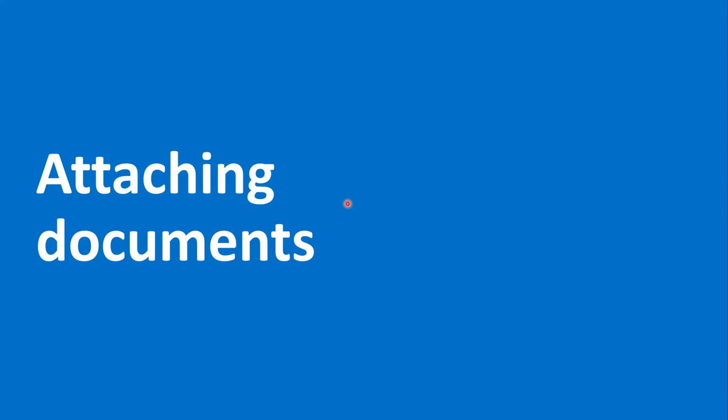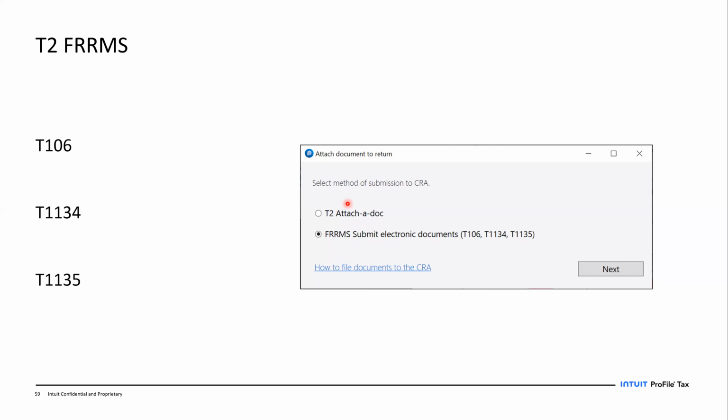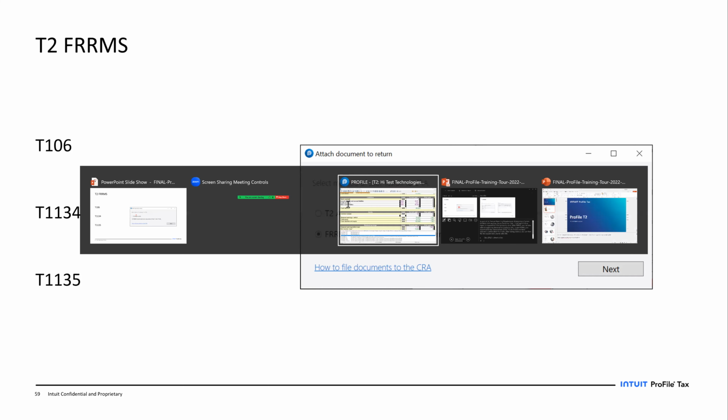All right, how about attaching documents? There are two separate ways in which you could attach and submit documents to CRA with ProFile now. One of them is the T2 for foreign reporting. Okay, so if you filed a T106, 1134, or 1135, and you have to submit some documentation, you can do that now. You can right click on the tax return. Let me just quickly show you.